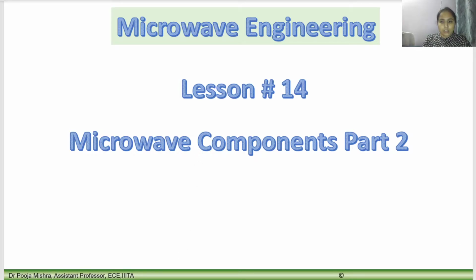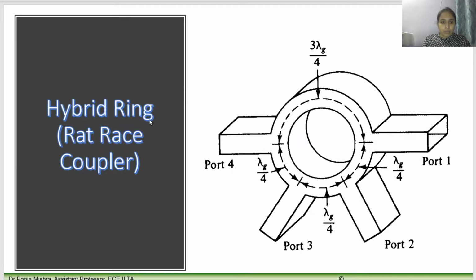So now let's start. The first one is hybrid ring or rat race T. It is also called a rat race coupler, and it is similar to the hybrid T that we saw earlier in the previous lecture. It is an annular ring having specific wavelength between each of the ports. So there are 4 ports, 1, 2, 3 and 4, and each port has a specific length between them. Between port 1 and 4 the length is 3 lambda g by 4.